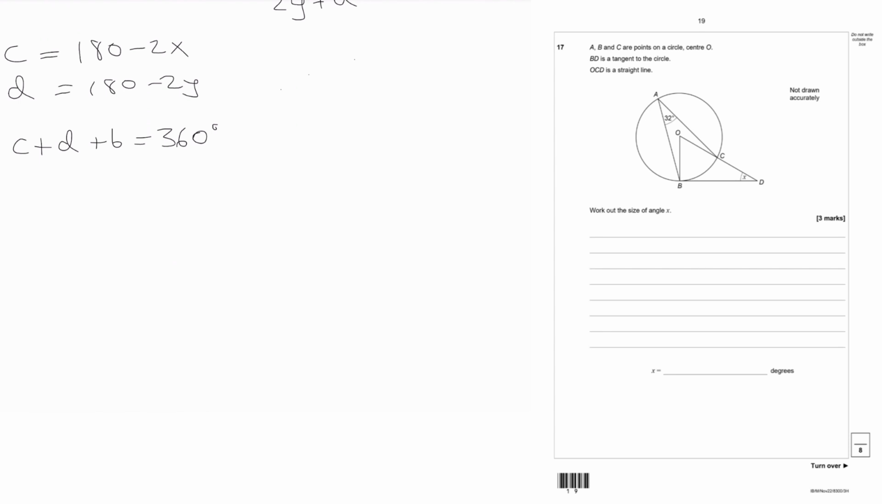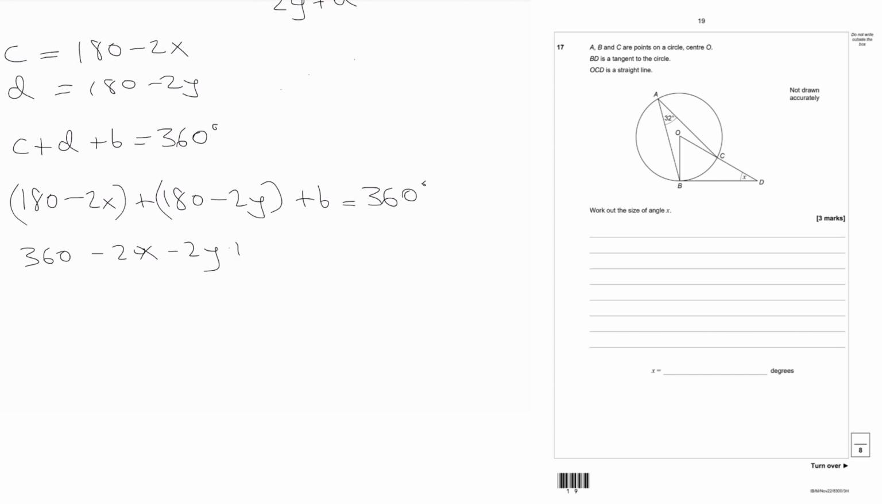So what we can do now is we're going to substitute these values of C and D in. So we have 180 minus 2x plus 180 minus 2y plus B equals 360 degrees. Let's just simplify this. So we've got 360 minus 2x minus 2y plus B equals 360 degrees. So we've got a 360 on each side, so these just cancel. And if we rearrange, we get that B is equal to 2x plus 2y.